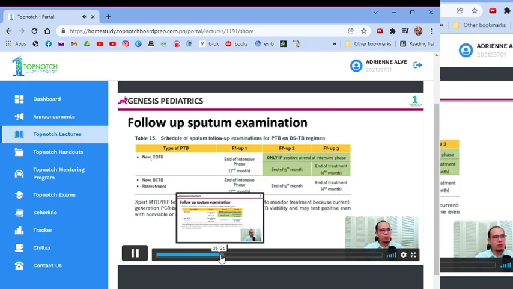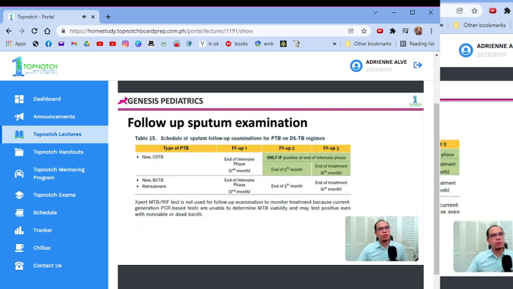For clinically diagnosed TB, repeat your sputum examination, okay, on the end of intensive phase on the 2nd month. Should you repeat your follow-up too? Only if positive at the end of the intensive phase. Okay? If positive at the end of the intensive phase, you repeat at the end of the 5th month and at the end of the 6th month. Okay? What about for new bacteriologically confirmed? So for bacteriologically confirmed or 4-week treatment, tatlo talaga yung follow-up. End of intensive phase, end of 5th month, end of 6th month. Okay? Your gene expert is not used for follow-up examination. Okay? Because current generation tests are unable to determine viability and may test positive even with non-viable or dead bacilli.